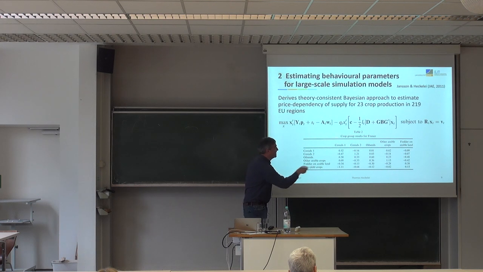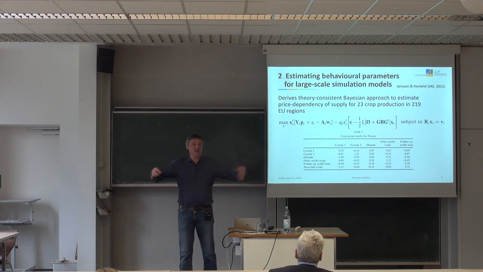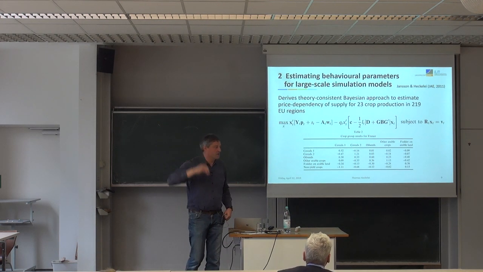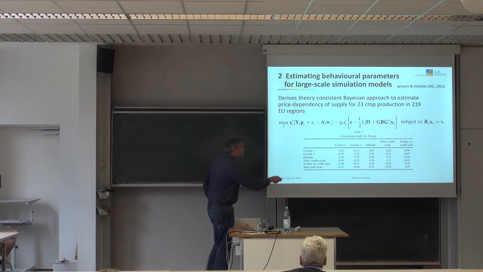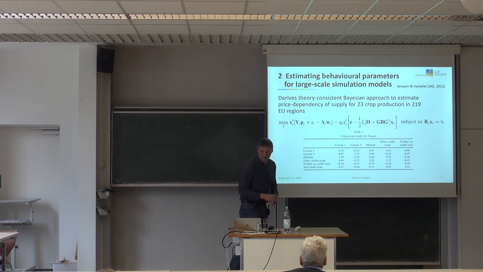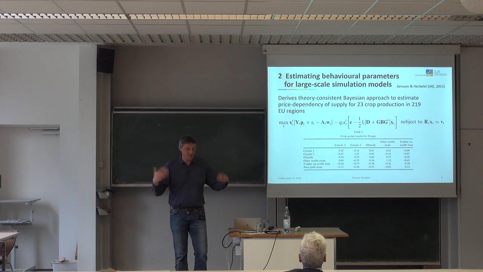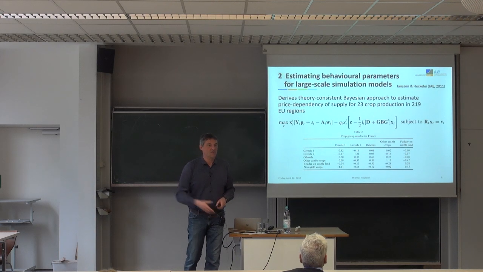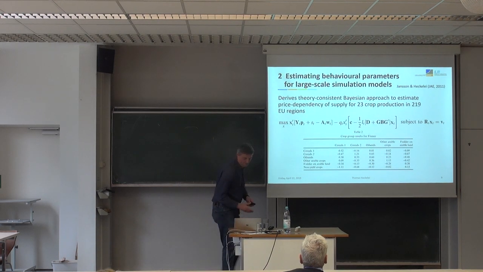So what we get out then are reaction parameters. Reaction parameters, how farmers in a region behave when the price of one crop category goes up, the price of another goes down, and how they are interacting. Because it not only matters what the wheat price is if I decide to grow wheat, but also what the substitutes, the other alternatives, are doing.